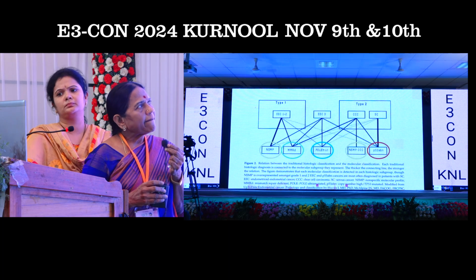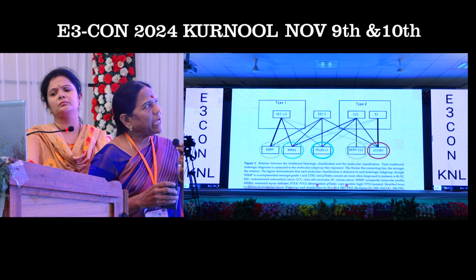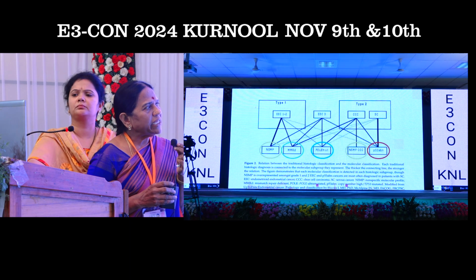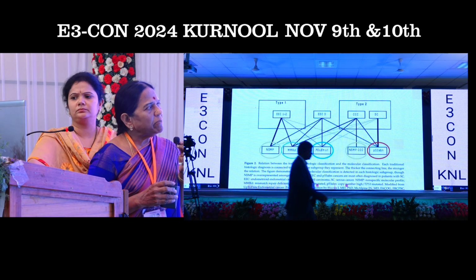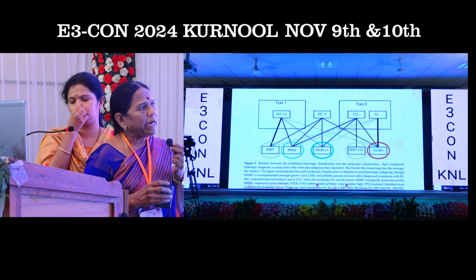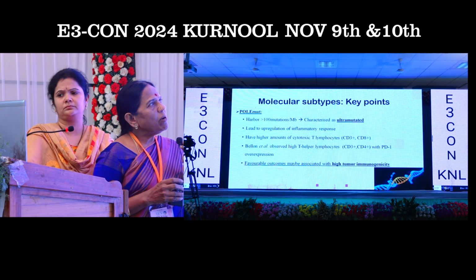Next. So if you see these diagrams, there are type 1 and type 2, which are intermingled with all the 4 molecular levels. So the thick lines are indicating the intermingling of these molecular levels with the NSMP, MMRD, POLE and P53 mutation. So, molecular subtypes.